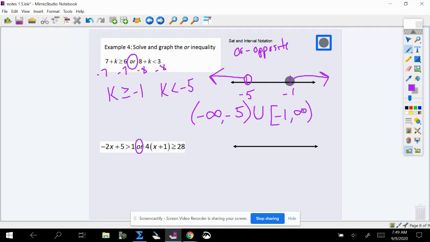So we unite the negative infinity to -5 with the -1 to infinity as one big answer. So when you see that U between it, you'll even see it on Delta Math. That is like joining those two parts of the answer.